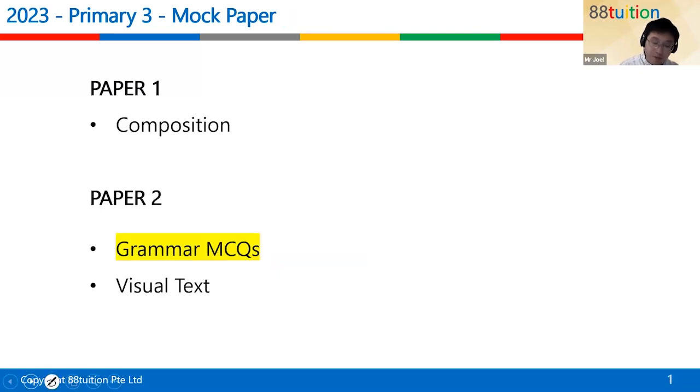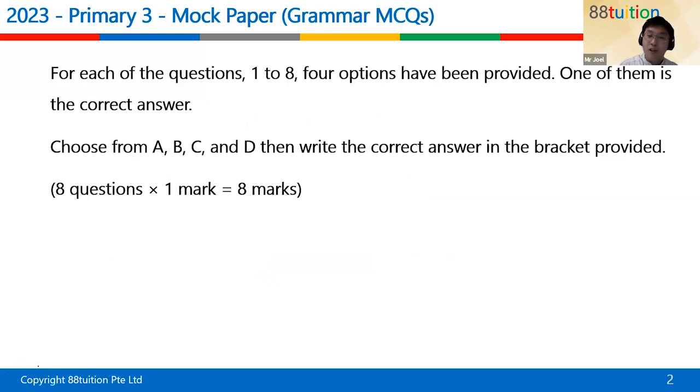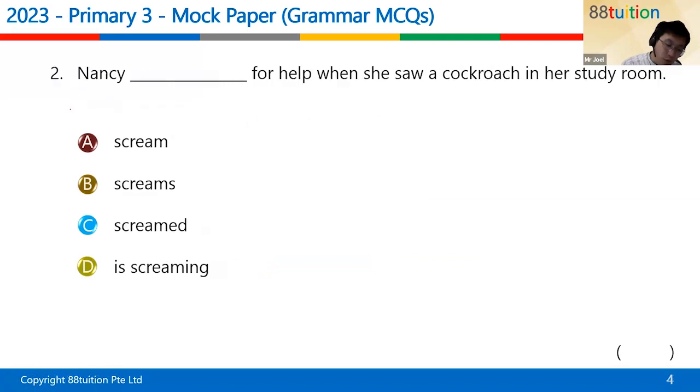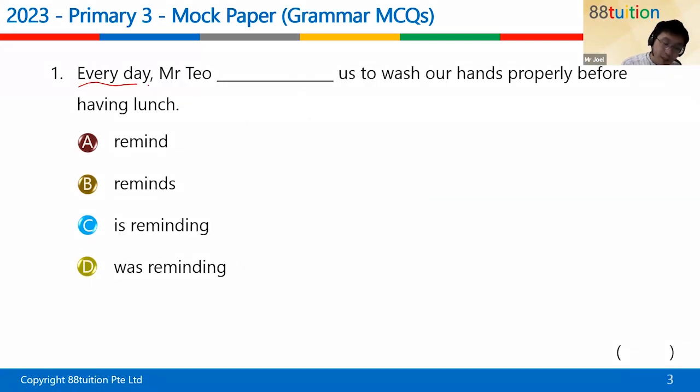So first, let's begin with the grammar MCQ part over here. And for this, I think all of you here have given me your answers online. So that's good. Let's have a look at the first one. It says here, every day, Mr. Teo reminds us to wash our hands properly before having lunch. So the moment we say every day over here, we definitely know it's a daily kind of occurrence. So when things happen in a regular way, we normally use the present tense.